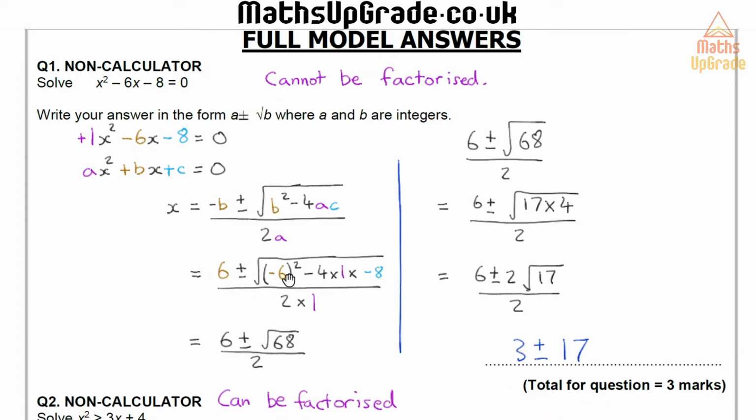Be careful to square the negative 6 here. Following it through, don't evaluate it as a decimal since you need it as a square root, as a surd, and the answer would be 3 plus or minus root 17. And that is your final answer for 3 marks.